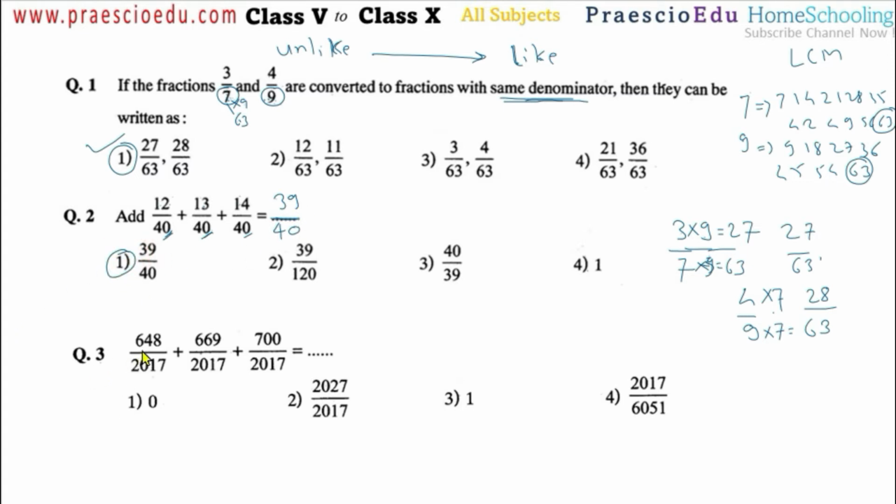Question number 3: 648 divided by 2017 plus 669 divided by 2017 plus 700 divided by 2017. Now here all the denominators are the same, means these are like fractions. In the addition of like fractions, we keep the denominator the same as it is, 2017, and then we add the numerators. Now in the same horizontal position we will make the additions. So in the units place: 8 plus 9 is 17, plus 0, so 7 here and 1 we carry in our mind.